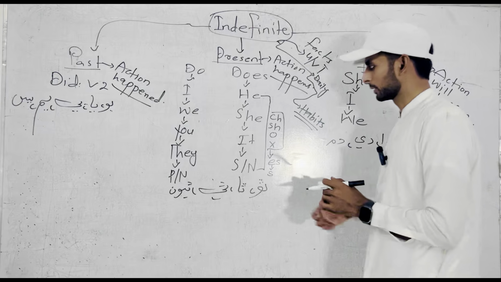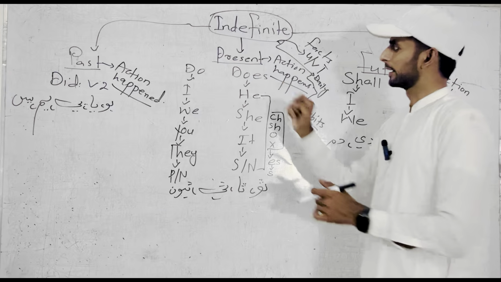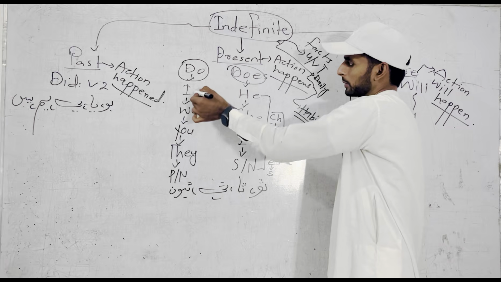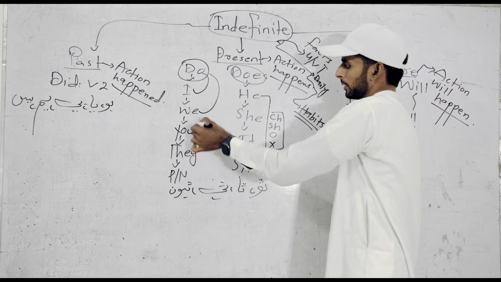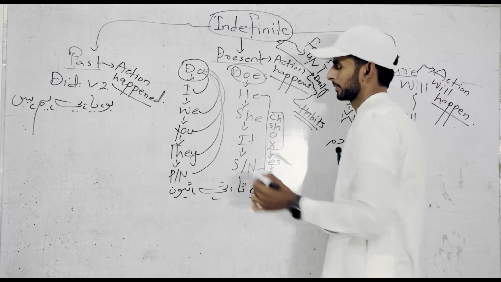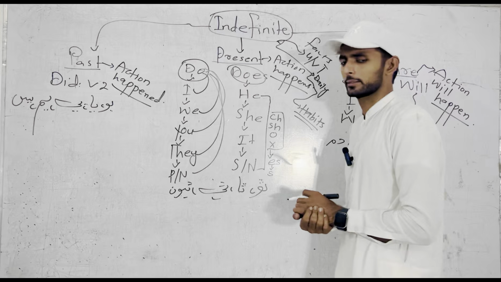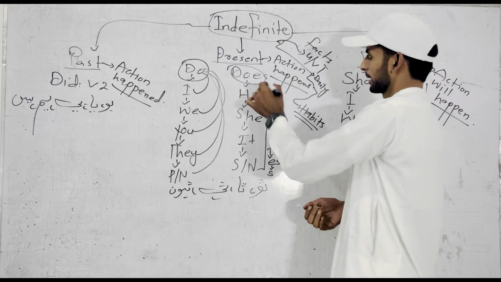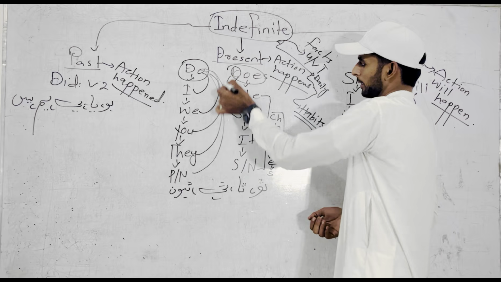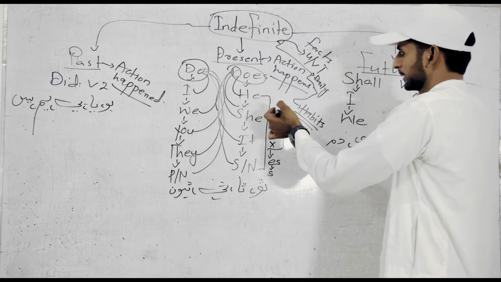It is very simple. First of all, we have to discuss present indefinite tense. Its helping verbs are what? Do and does. We use do with I, we, you, they, and plural nouns, but only when it is an interrogative or negative sentence. And with does, we use he, she, it, and singular nouns.